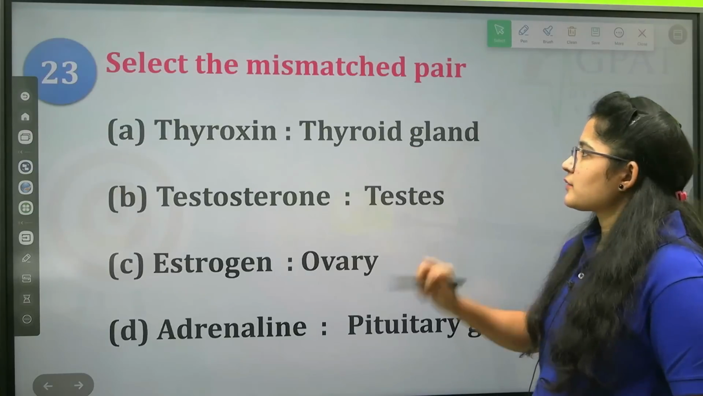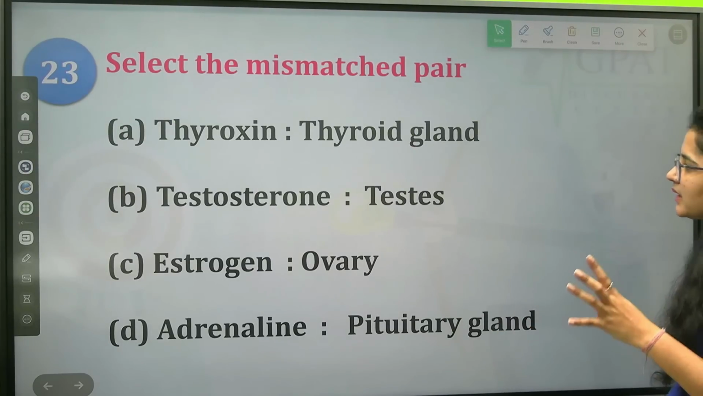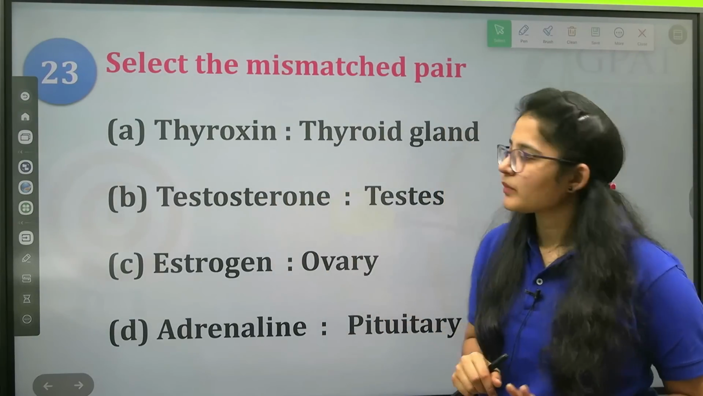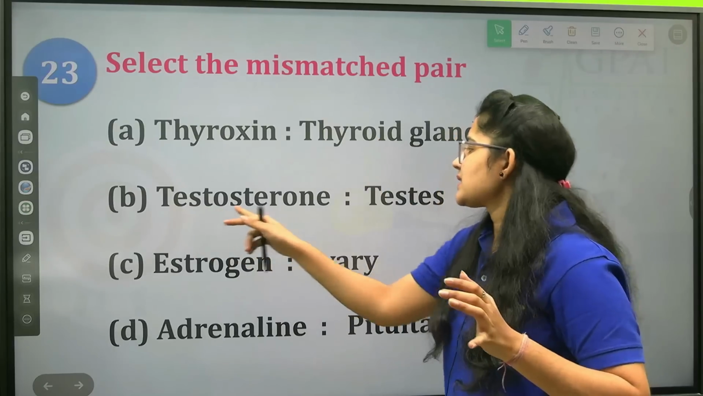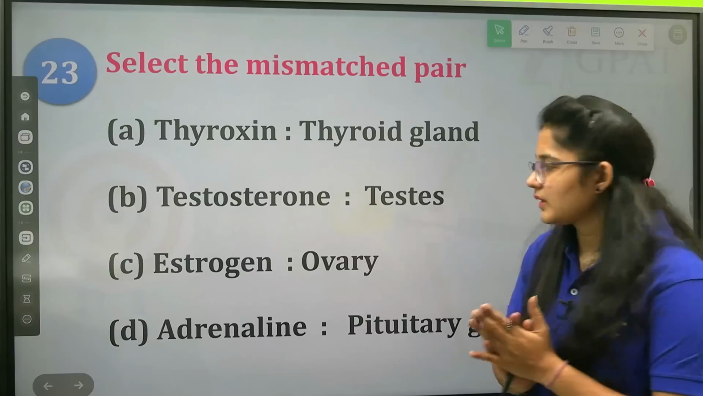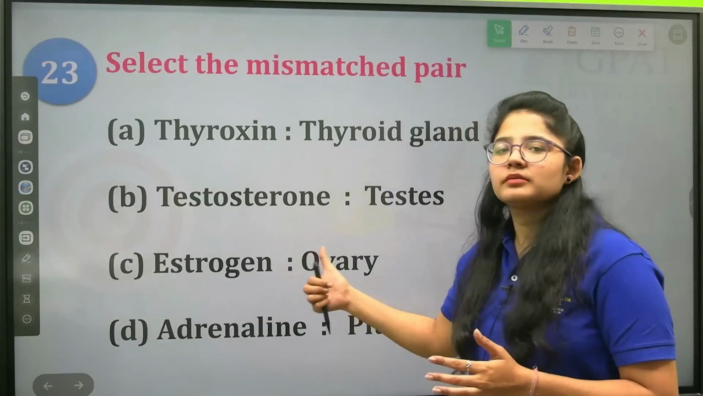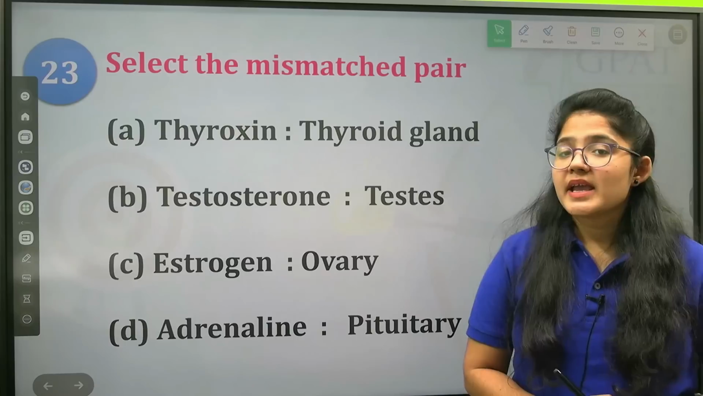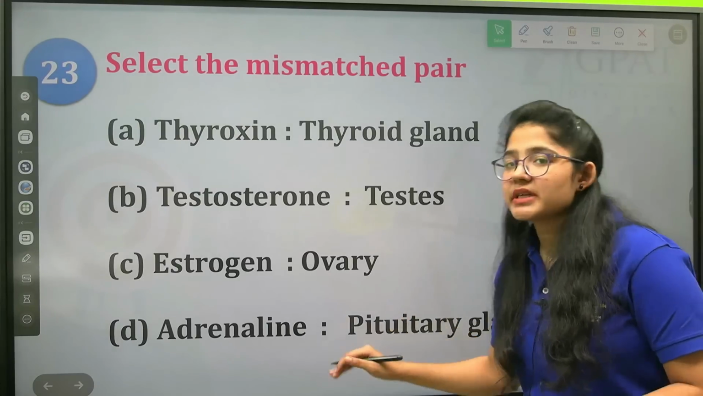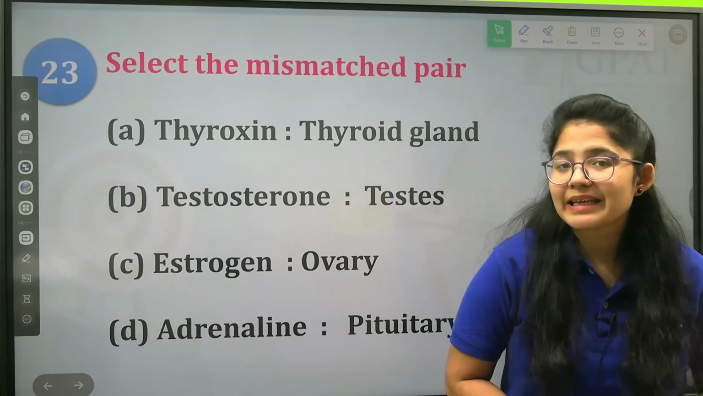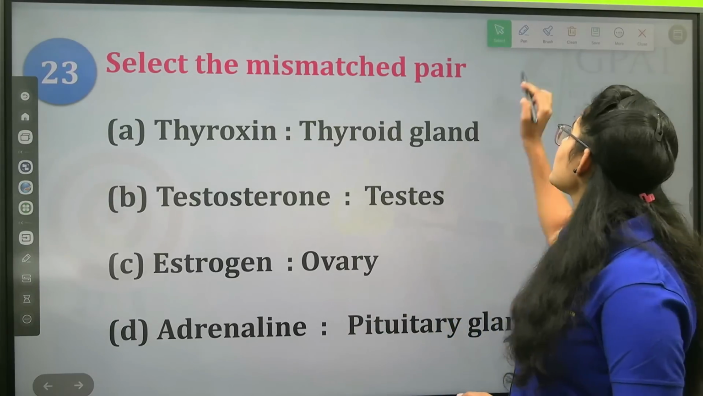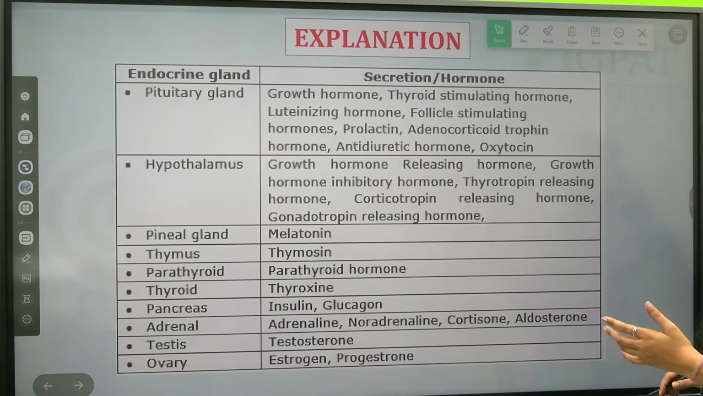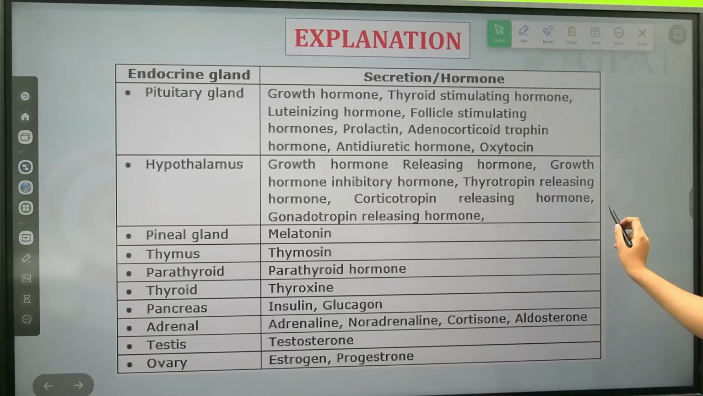Clear? Next question. Select the mismatched pair. Okay. Thyroxine, thyroid gland. Testosterone, testes. Okay, this is the correct pair. Estrogen, ovary, correct pair. Adrenaline, pituitary gland. No, adrenaline is synthesized not by the pituitary gland but by the adrenal gland; the adrenal cortex produces your adrenaline. Clear? This is the incorrect pair. Clear everyone? Okay. Now the next question.